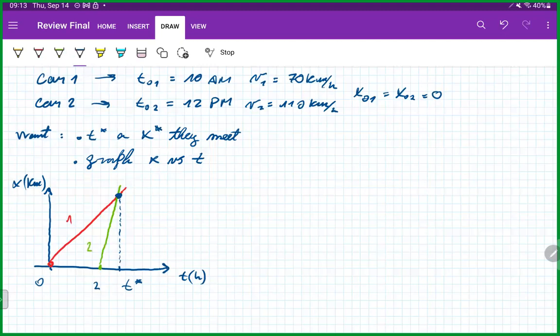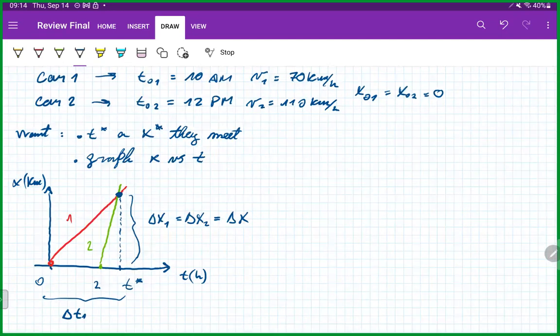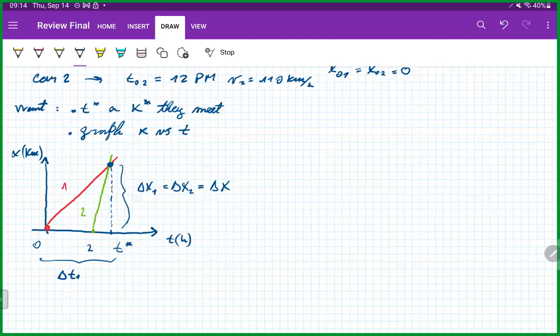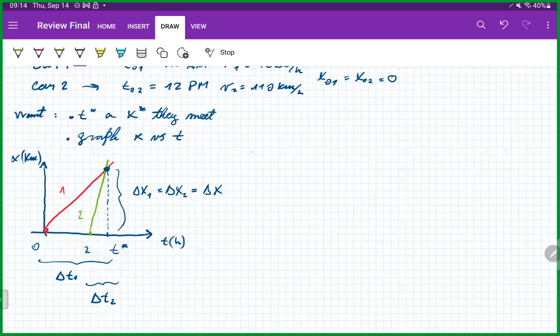If we look at these, we can say this portion here is delta x1, which is delta x2, which is delta x, because they're both departing from 0. And in this portion here, we have delta t1, the delta for car 1, which is t star minus 0, and delta t2, which is t star minus 2 in terms of hours. So we would have delta t2 equal delta t1 minus 2 hours, if we are thinking in terms of deltas of time.